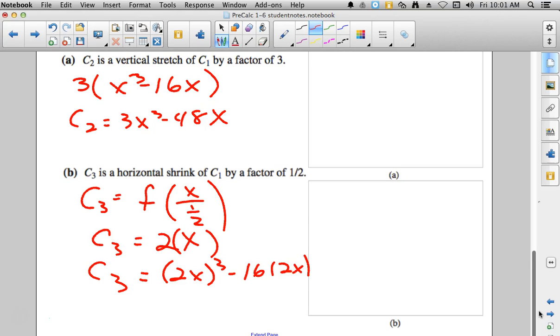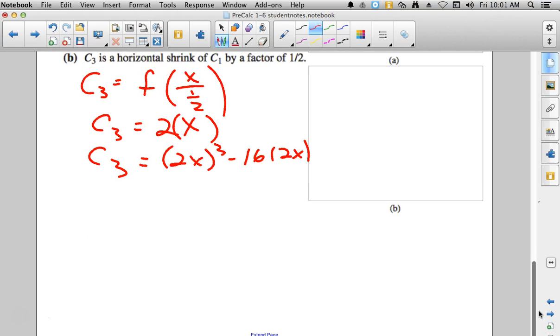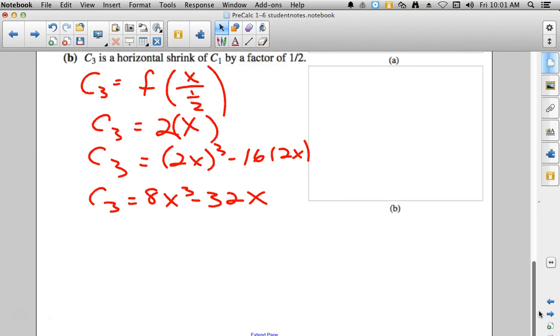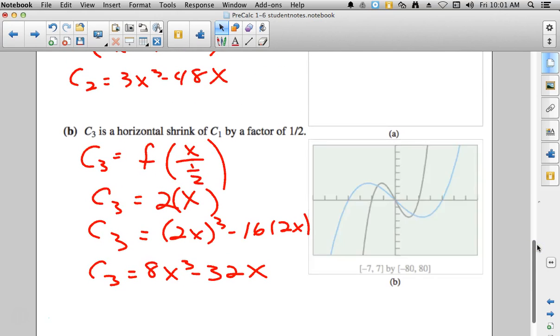And notice with the x's, we have to put it in both spots. This wasn't vertical, which deals with the y's. This was the x's, and that means we have to replace them. So this is going to be 8x cubed minus 32x. And never a bad plan, especially as we get used to this whole horizontal business, to go ahead and graph it and see that that's happening.